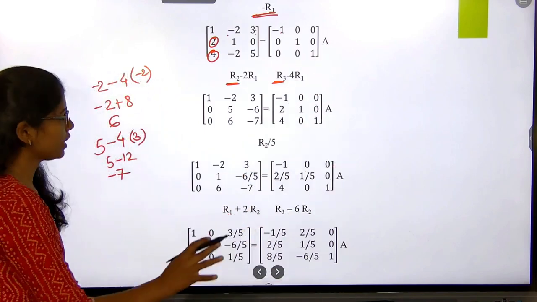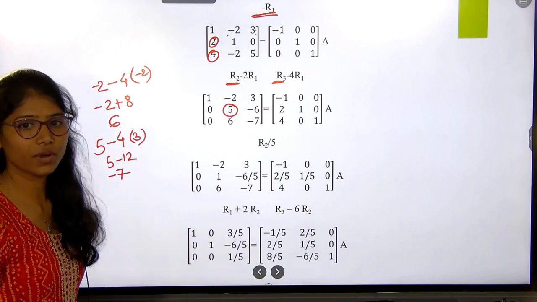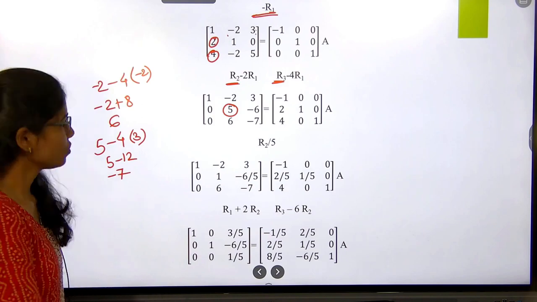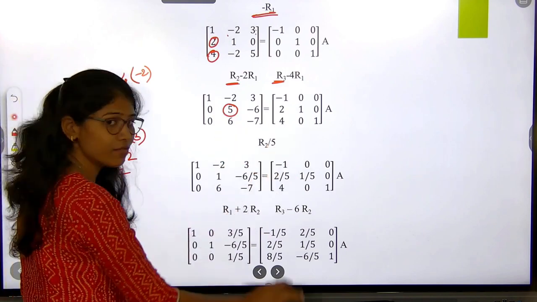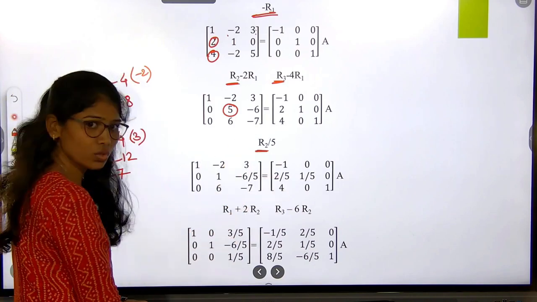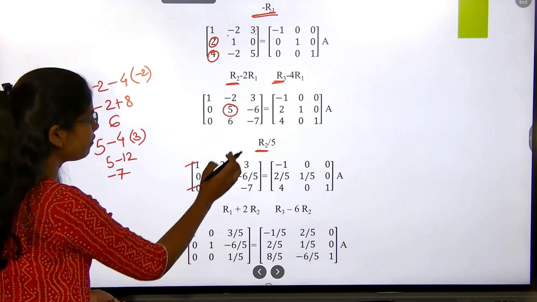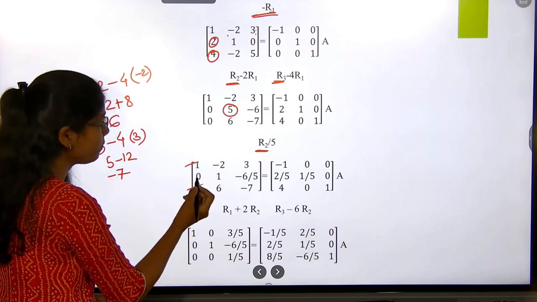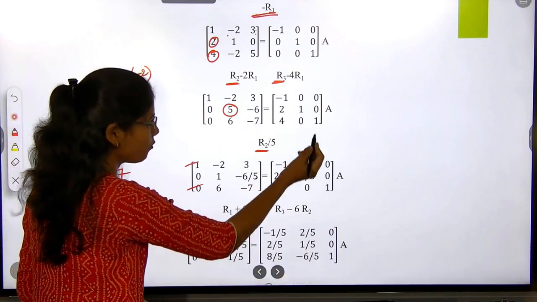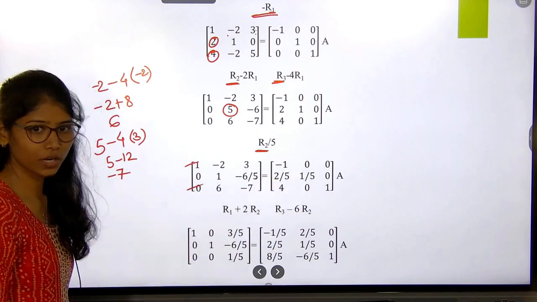After that we have to make this 5 as 1. For making 5 as 1, we have to divide the whole R2 row by 5. So here we are dividing R2 by 5. We are making changes in R2, so write down R1 and R3 as they are. Dividing R2 by 5, we get 0, 1, minus 6 upon 5, 2 upon 5, 1 upon 5, and 0 upon 5 is 0, and write down A as it is.